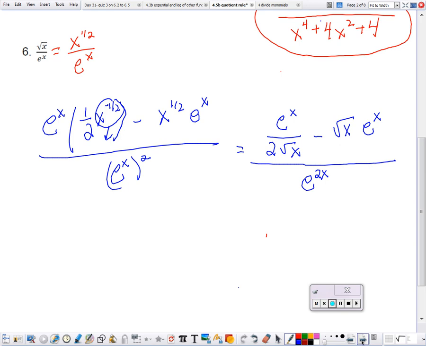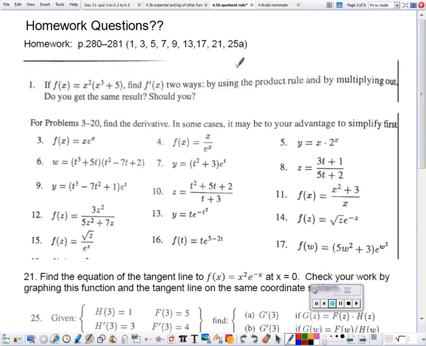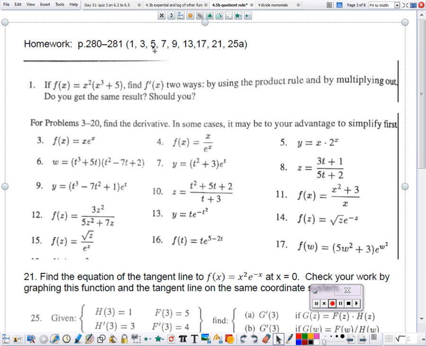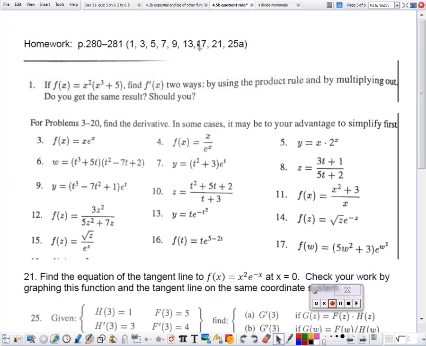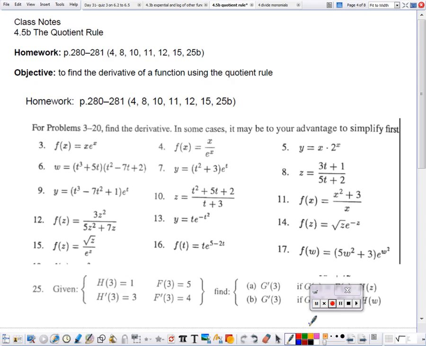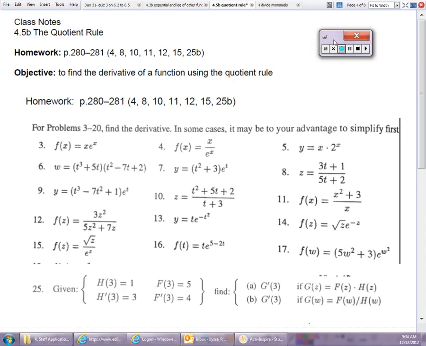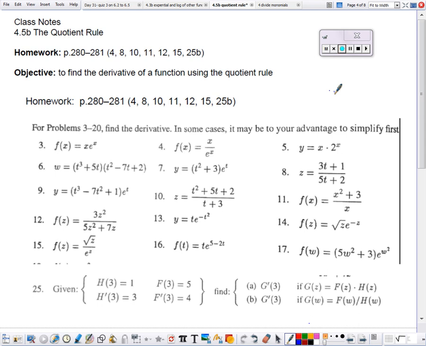So now your job for the remainder of class is to work on the homework. This is in your packet. Those are not the right numbers. Here we go. This is the right assignment. So on the next page in your packet on the back, those are the problems you need to finish.